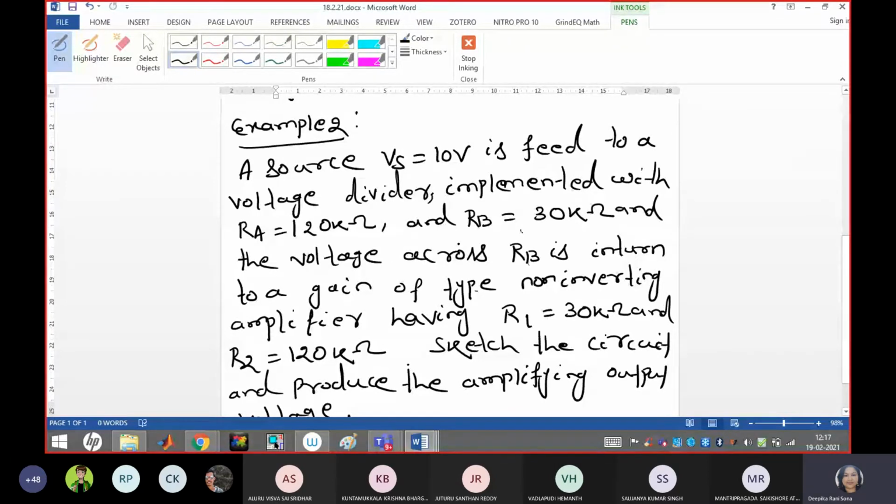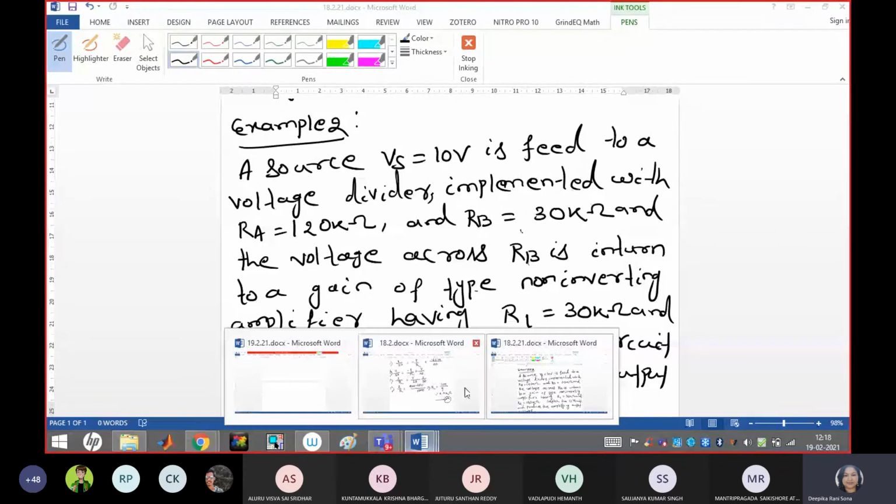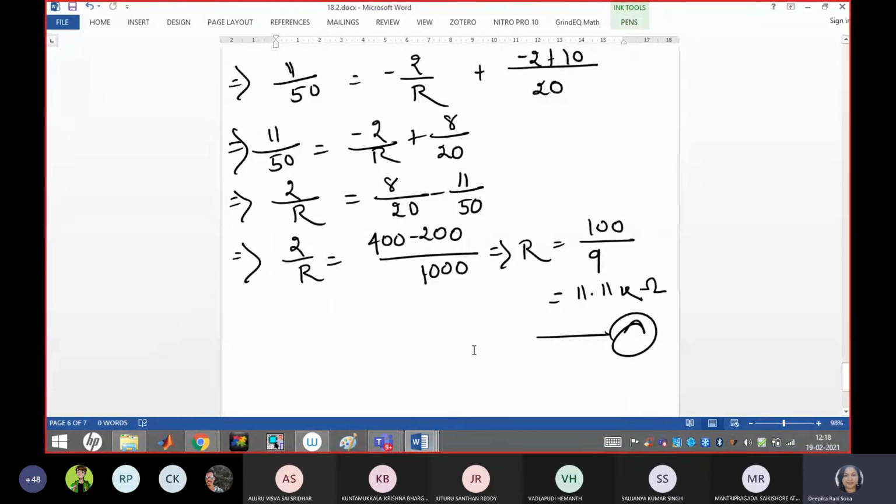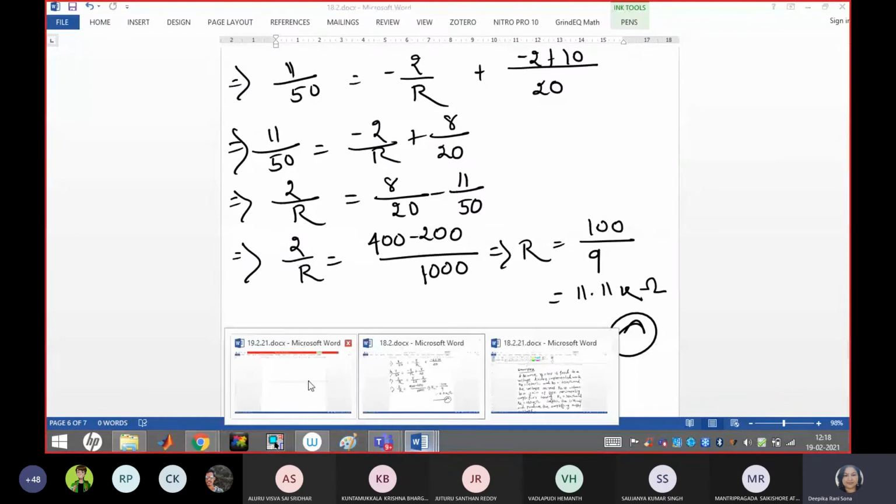How do we solve this, guys? Any idea? First part we have to solve, right? A source voltage of 10 volt is fed to a voltage divider implemented with RA and RB, two resistors are provided, and the given configuration has given for the non-inverting amplifier, right? So let's solve this part. If you have noted the question, I'm just moving to the solution page. I have to go to a new page. Okay, fine.